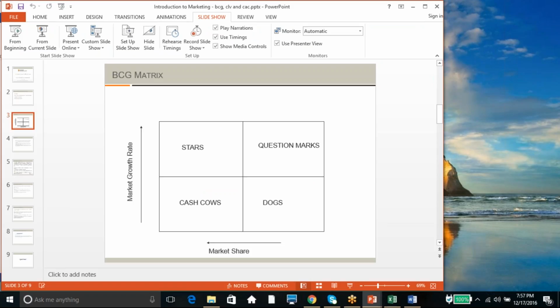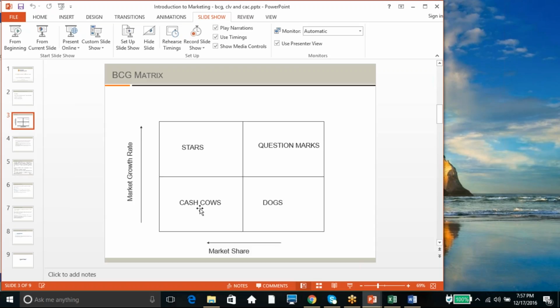So if you see here, there are two axes. The x-axis is market share, the y-axis is market growth rate. And on that, these four quadrants have been plotted. Now, why the arrow of market share is in the opposite direction from the traditional one, that I don't know. BCG stands for Boston Consulting Group, the company which shared this matrix with the world, and probably because they shared this matrix, they had a right to put the arrows in whichever direction they wanted.